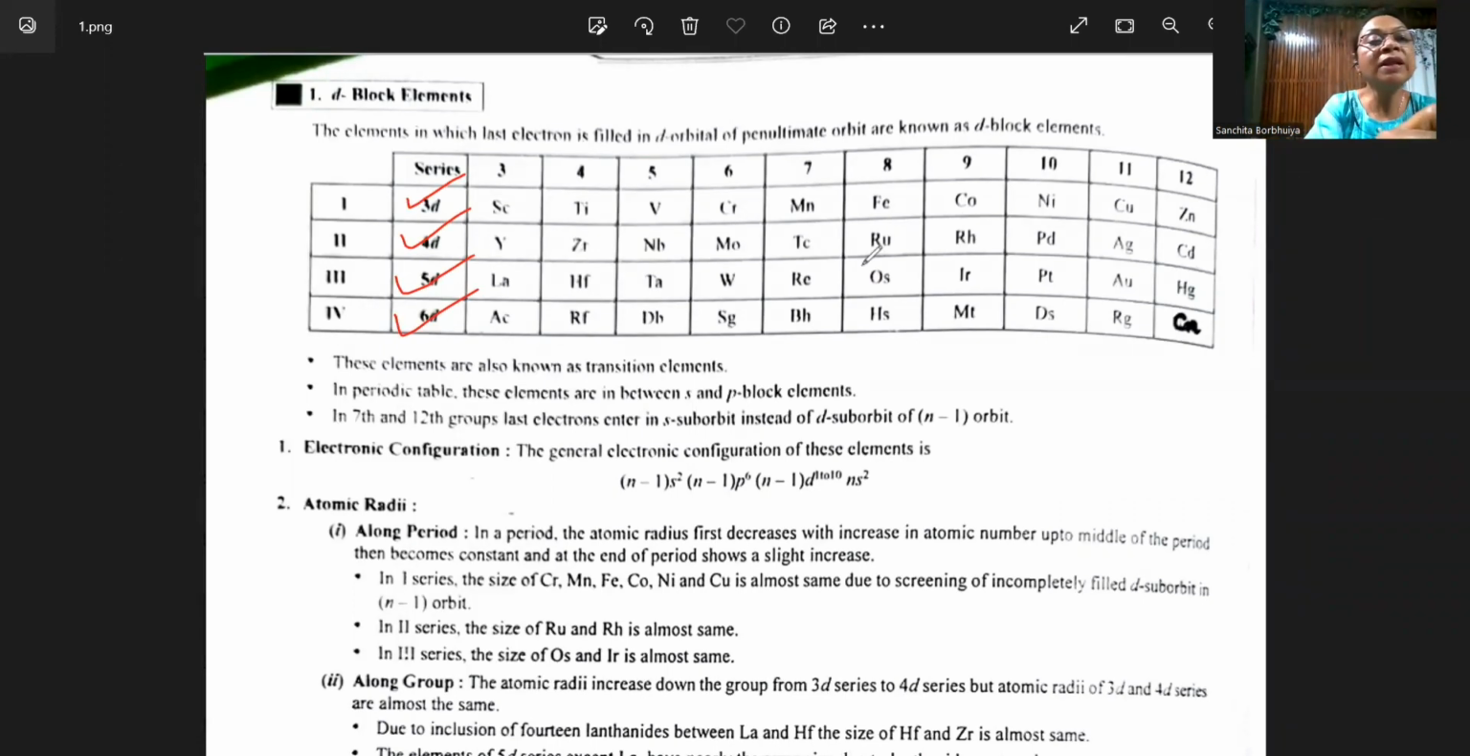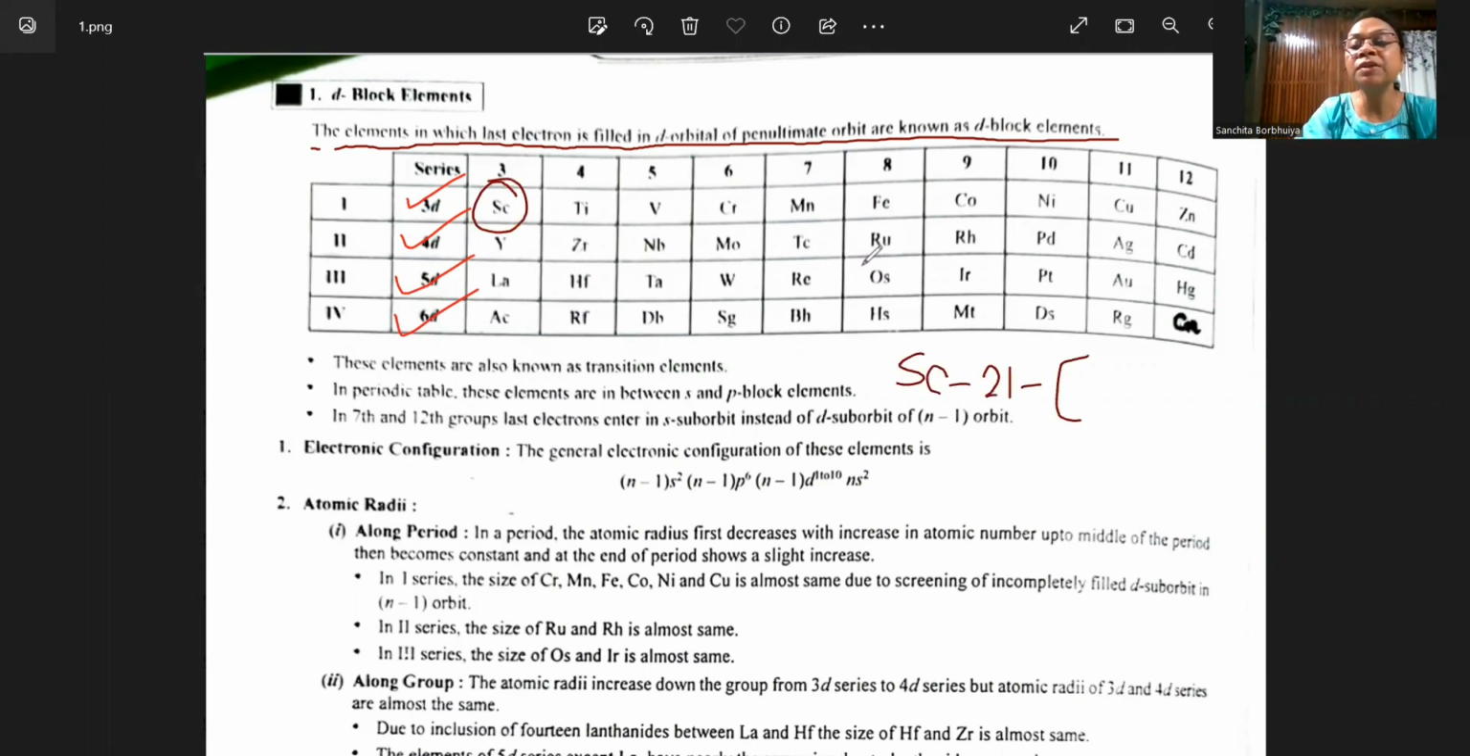Why are they called the D block elements? In these elements, the last electron is filled in the D orbital of the penultimate shell. For example, scandium has atomic number 21, nearest to argon, so the configuration is 3d1 4s2. The penultimate shell is D, so these are called the D block elements.